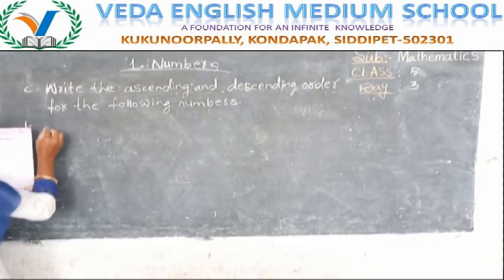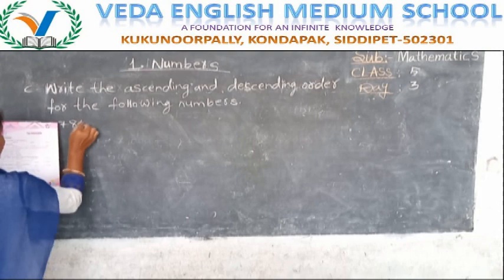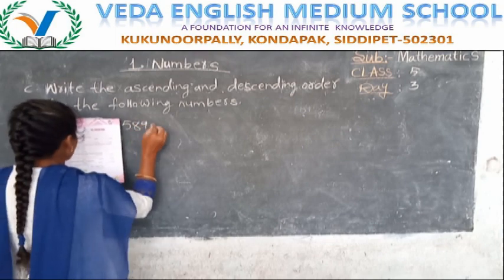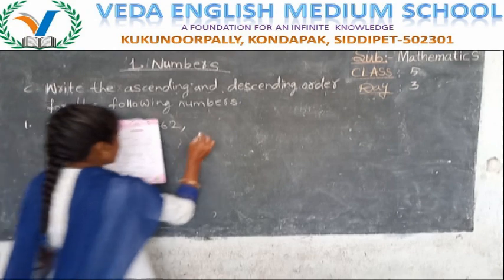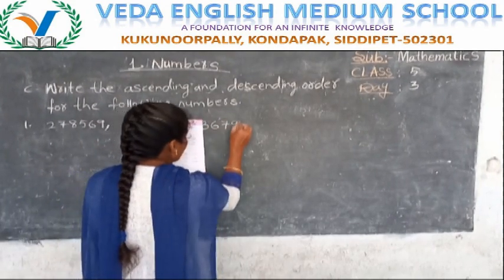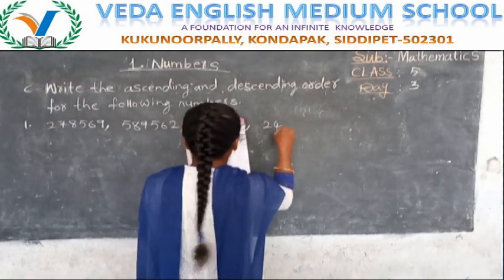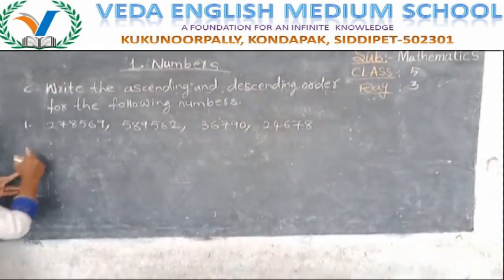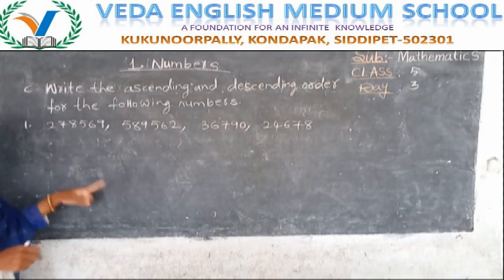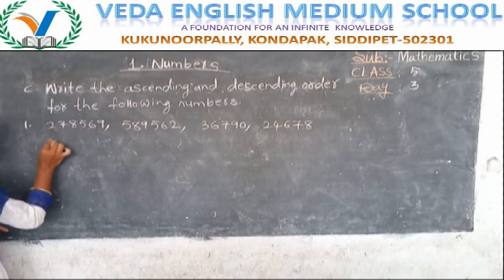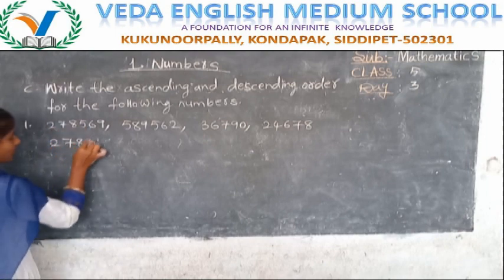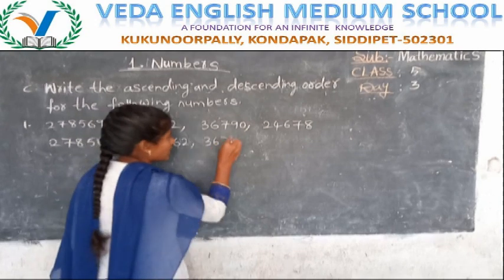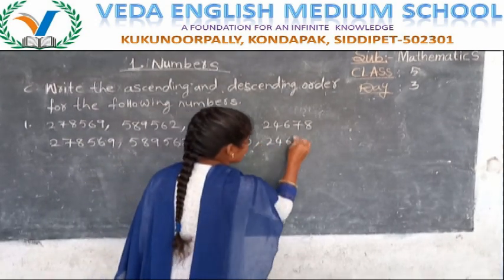First question: 278,569; 589,562; 36,790; 24,678. The first question has been completed. Only for this set we have to write both ascending order and descending order. First we will write ascending order. Otherwise, copy the numbers again: 278,569; 589,562; 36,790; 24,678.